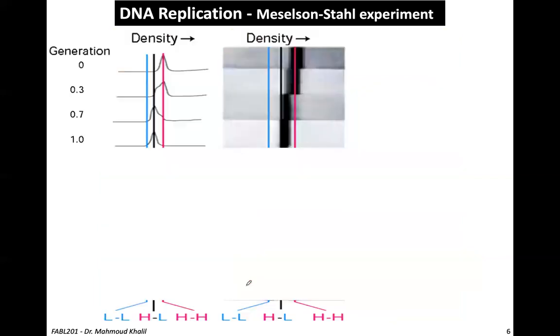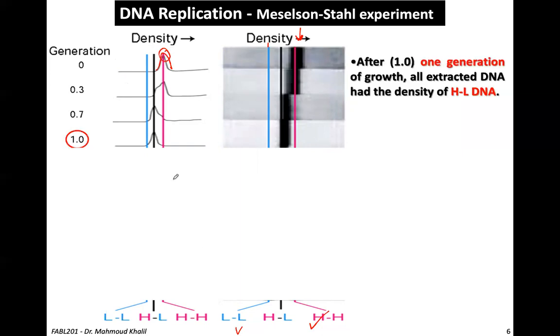So let's put it into practice. You see here, they measured. This is the density gradient. If it migrates here, that means it's heavy. If it migrates on the blue line, that means light. And if it migrates on the black line, that means heavy light. That's the middle. So you can see initially, when the bacteria were grown in the first media, which is N15, the peak arises at heavy.